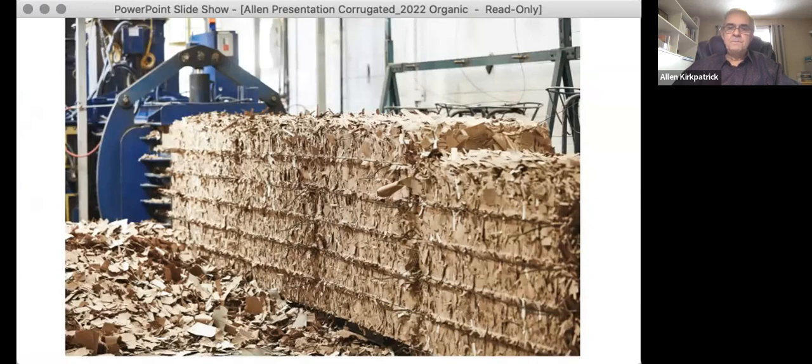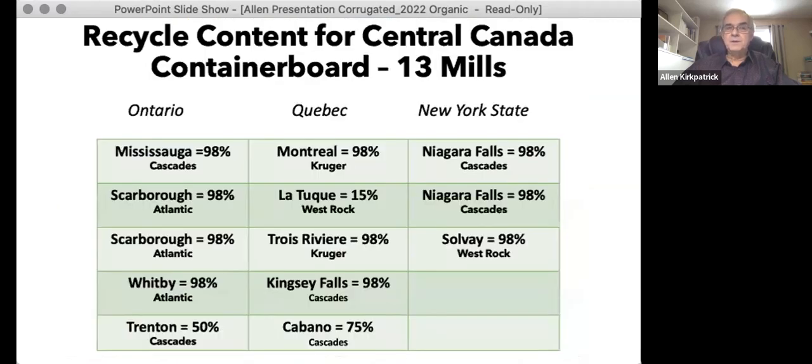And these bales and these mills, as you'll see in the next slide, come into where we have 13 mills that are essentially responsible for supplying central Canada. In Ontario, you have 5 mills, Atlantic and Cascade. In Quebec, you have a group of mills from Kruger, Westrock, and Cascade. And we have 3 mills in New York State, 2 by Cascade and 1 by Restaurant. All of these mills are feeding into the plants that are going to supply the corrugated packaging that you would order from one of our members.